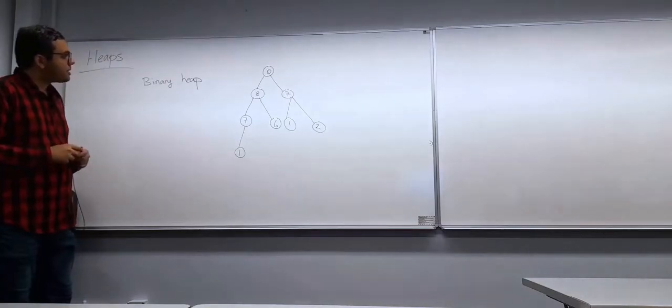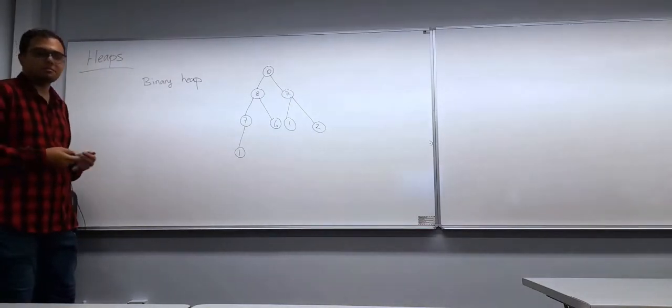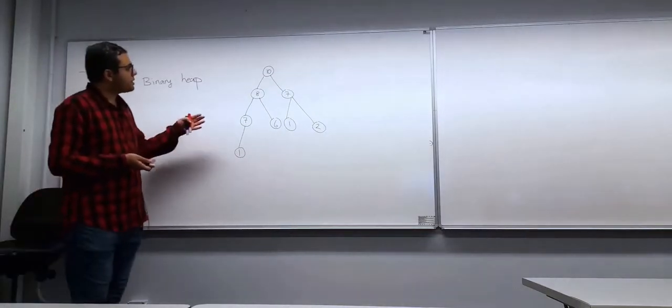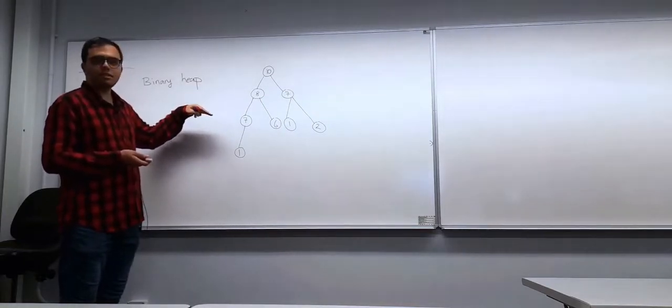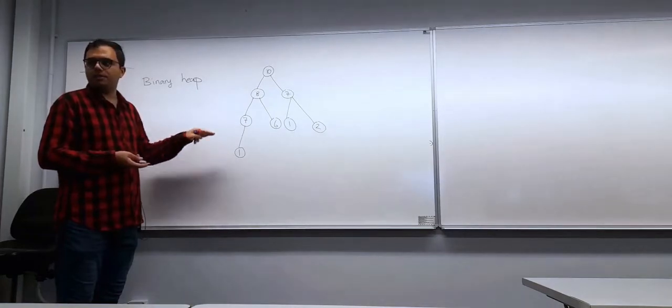Okay, so this is called the max heap because the maximum element is on top. You can have a min heap where the rule is to have the smallest element on top, and then each element would be smaller than its children. But in this lecture, I'm going to mostly work with max heaps. Okay.